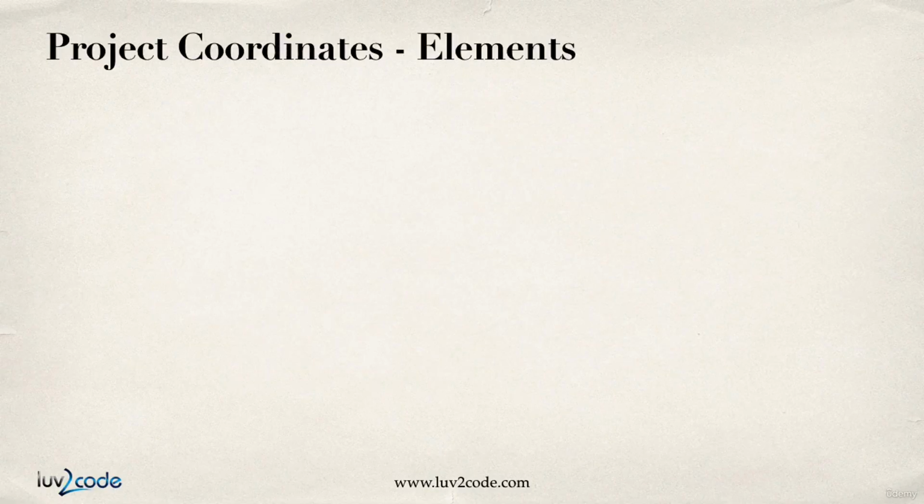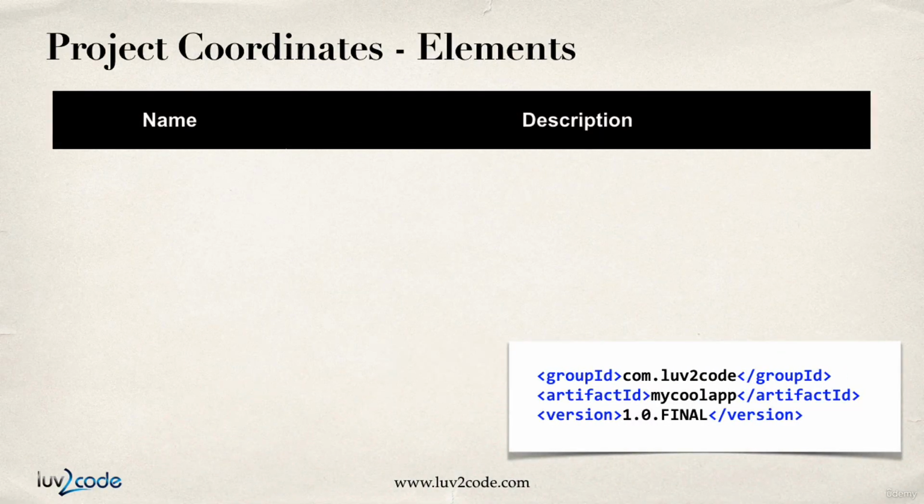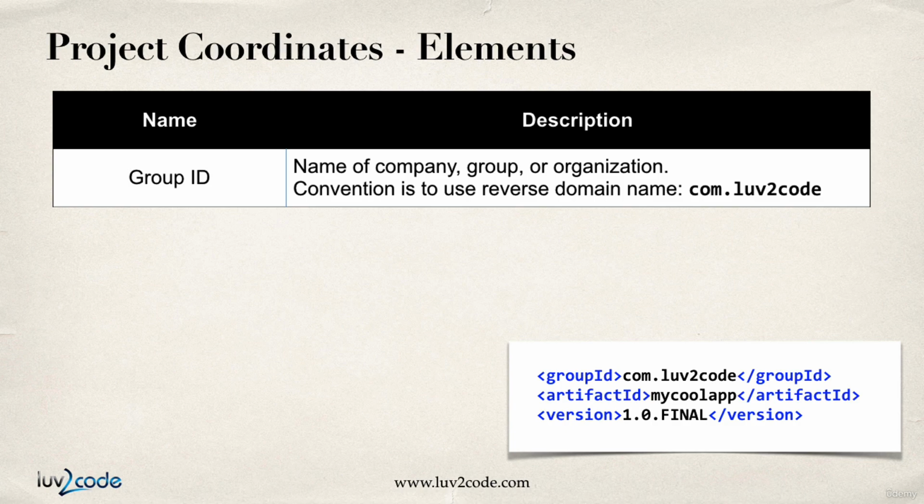So a bit more on these project coordinates as far as the specific elements here. So basically what we'll do is we'll have this group ID. So the group ID is basically the name of your company, group, or organization. The convention that's used is to use the reverse domain name. So in my example, I'll call it com.love2code. It's very similar to the convention that's used for Java package naming.